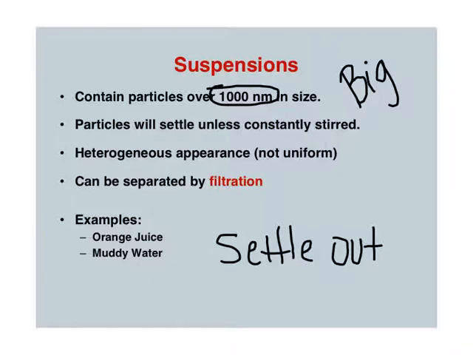Now, when they settle, that's because the particles are too big to stay up in the liquid. And these have what we call heterogeneous appearance. You can see the heavier particles, generally because they're at the bottom, and you can always separate it by filtration. Think about orange juice sitting in your refrigerator. Unless you got the no pulp, when you get it out, you've got to shake it up so that the pulp at the bottom goes all the way throughout it, and you don't end up with just the watery part at the top. Also, muddy water or sand in water, anything like that would be a suspension because the bigger particles will fall out over time.